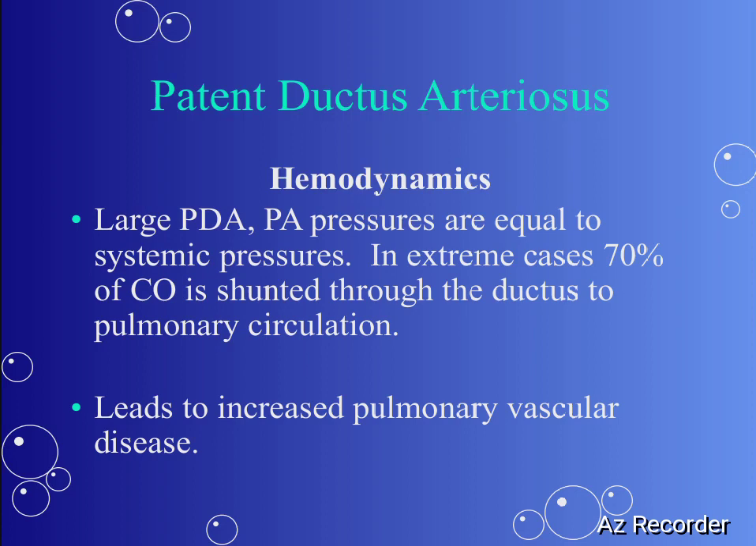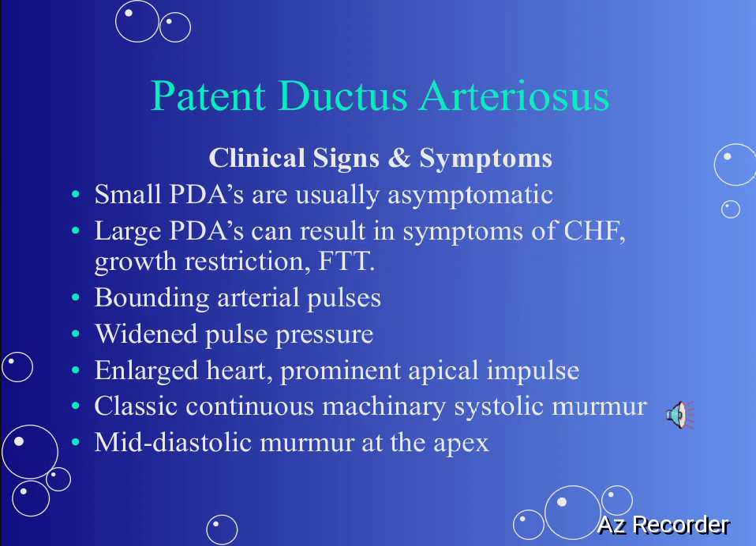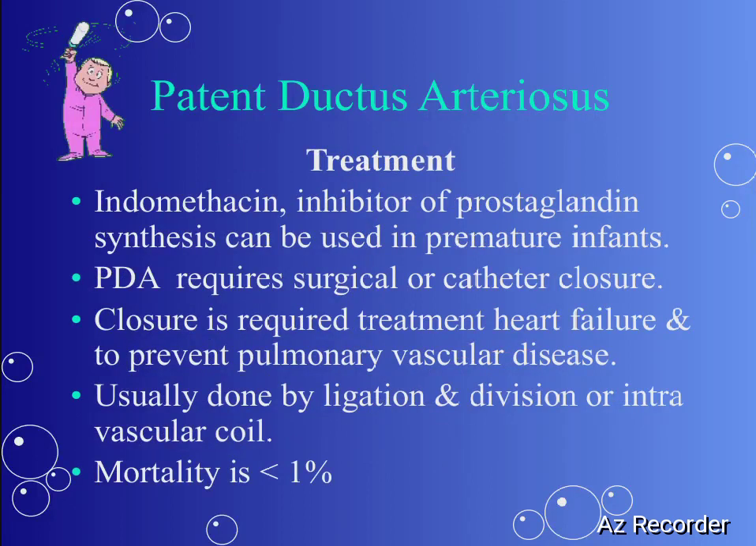which leads to increased pulmonary vascular disease. Clinical signs and symptoms: a small PDA is usually asymptomatic. Large PDA can result in symptoms of CHF, growth restriction and FTT, bounding arterial pulses, wide pulse pressure, enlarged heart, prominent apical impulse, classic continuous machinery-like systolic murmur with diastolic murmur at the apex.